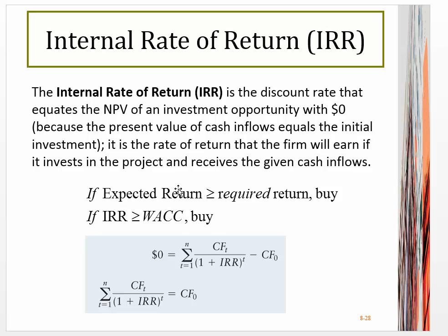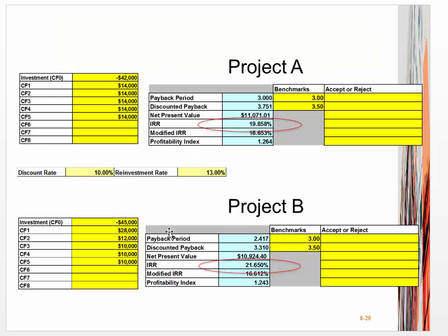So if its expected return, or its internal rate of return, is greater than or equal to its required return, and in this case its required return is something called WACC. WACC is the weighted average cost of capital. That's essentially the cost of financing. So if you get a higher rate of return from the project than it costs to finance the project, then you should do the project.